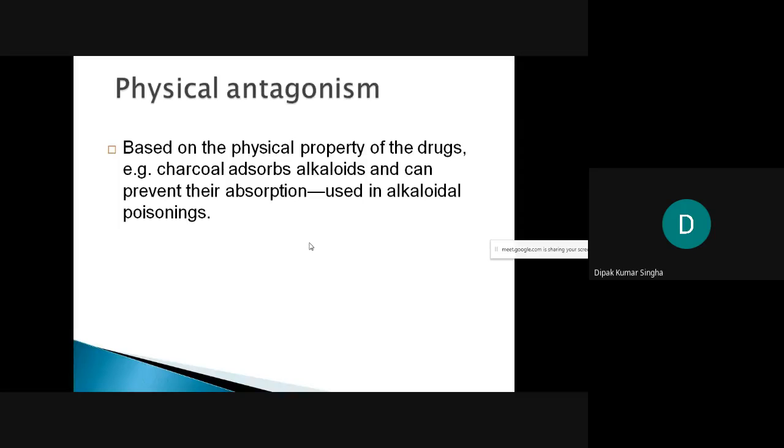Physical antagonism is based on the physical property of the drugs. Charcoal adsorbs alkaloids and can prevent their absorption, so it is used in alkaloidal poisoning. Charcoal is also used as an antidiarrheal, to engulf or destroy toxic material or endotoxin from bacteria. In alkaloid poisoning, activated charcoal is used to adsorb the alkaloids, so ultimately the alkaloid cannot affect the body.